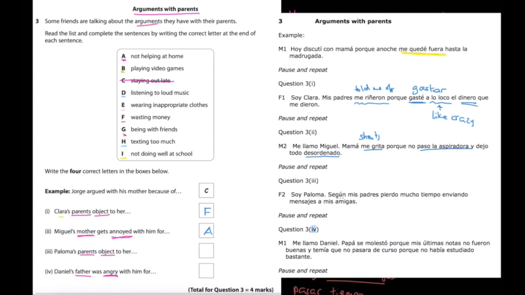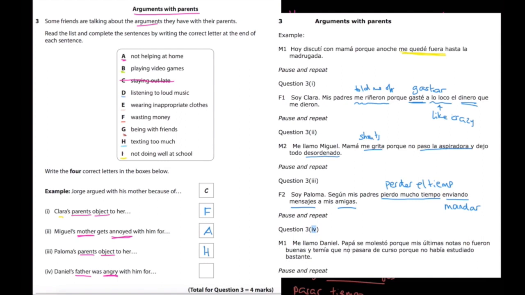Paloma, what's the problem? Según mis padres, pierdo mucho tiempo. Perder el tiempo. To waste time. Enviando mensajes. And notice here they've used enviar to send. I suggested the verb mandar. Enviar and mandar are synonyms, okay? They both mean to send. Worth knowing them both. Mensajes a mis amigas. So notice mensajes and amigas has appeared. So what is the answer? H. Texting too much.